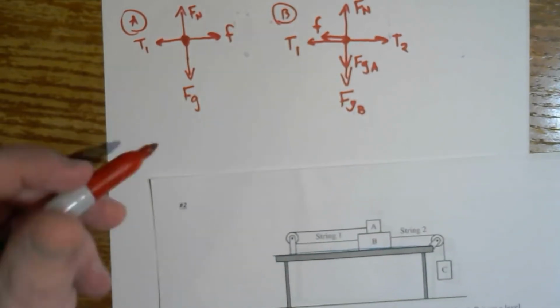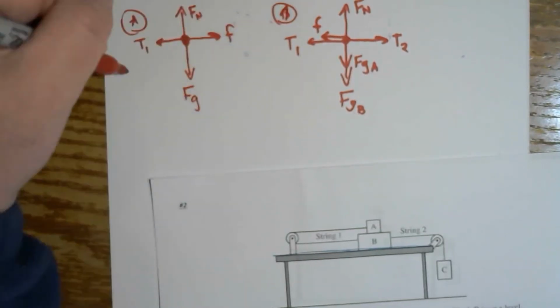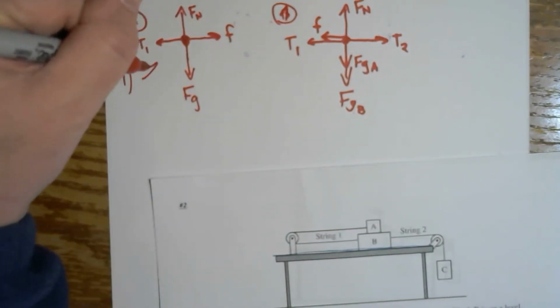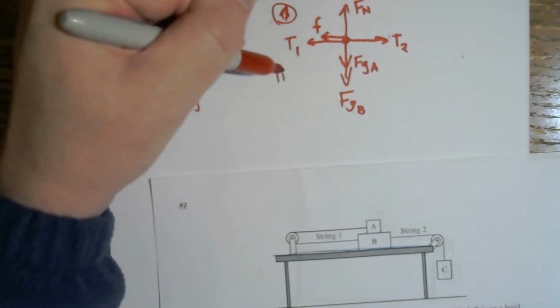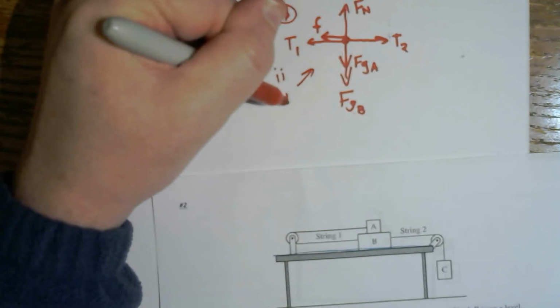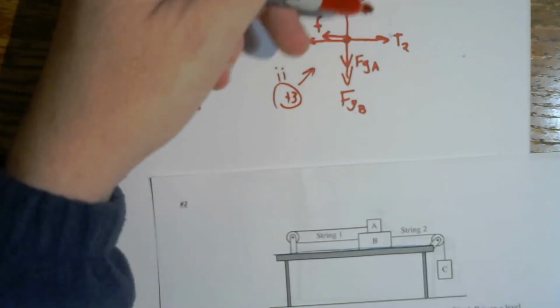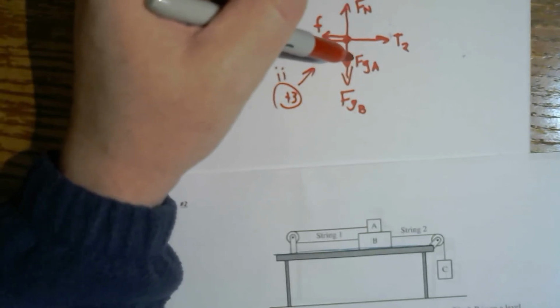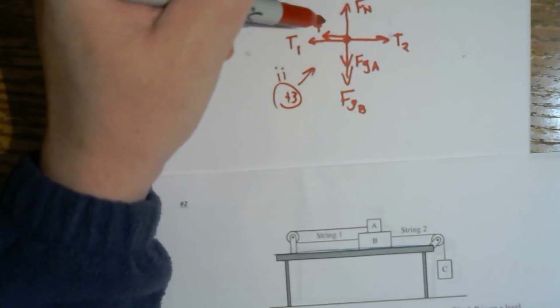Now for question A, I guess this is part i. This one right here earned you 2 points, plus 2, and then for part ii, this is worth plus 3. All right, 1 for the vertical forces, 1 for the tensions, tension 1 and tension 2, and then 1 for the friction.